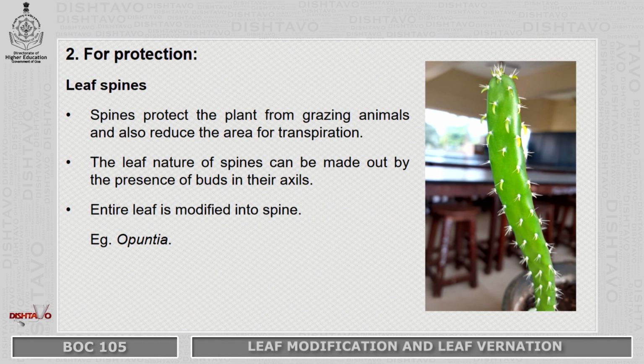The next function is for protection. These protective organs are called leaf spines. The spines protect the plant from grazing animals and also reduce the area of transpiration. The leaf nature of spines can be made out by the presence of buds in their axil. The entire leaf is modified into a spine, and you can see this in Opuntia, or it is also a common feature in most of the xerophytes.